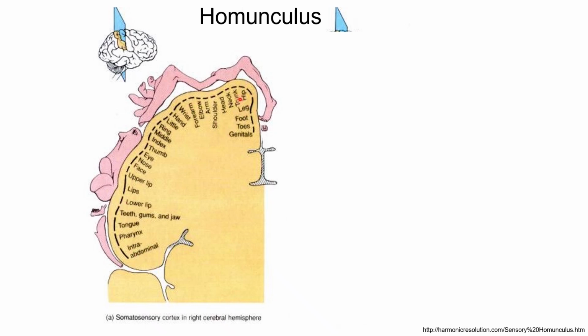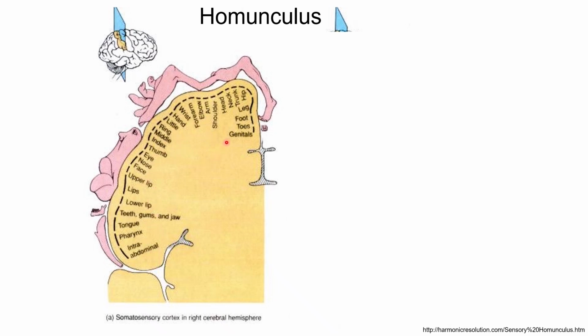Typically nearby areas in the body are nearby in the somatosensory cortex, although it's not really like that. For instance, the genitals are located close to the feet. So there are some variations between how close body parts are in the body and how close they are in the somatosensory cortex, but it broadly matches that.